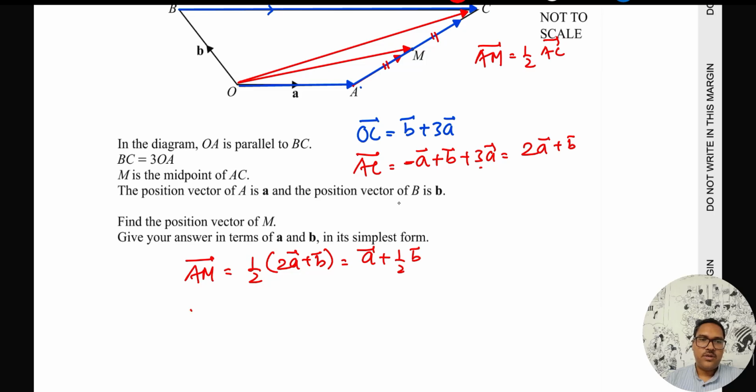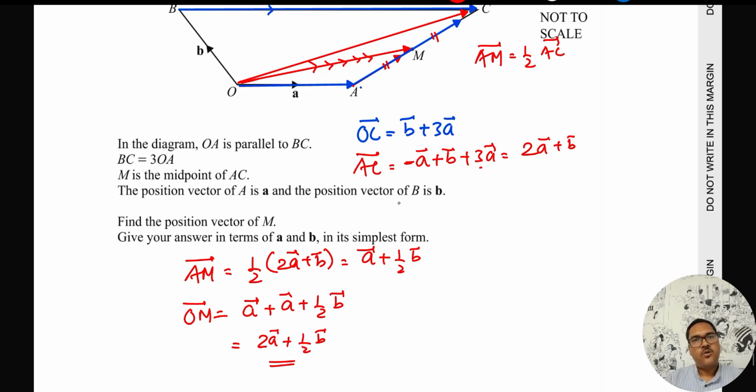So now you can see what is OM vector. OM vector will be equal to OA vector plus AM vector. So what is OA vector? This is A plus AM, which is equal to A plus 1 by 2 B. So what is this? This is 2A plus 1 by 2 B. I hope this is clear.